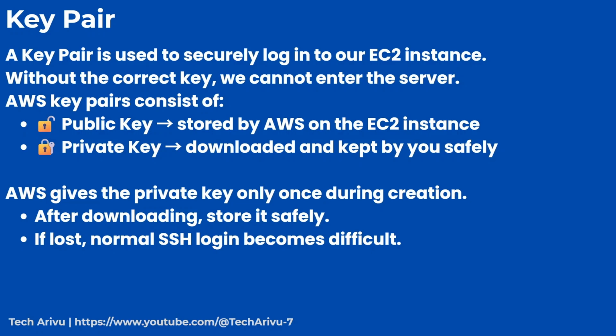AWS EC2 key pairs consist of two keys. One is the public key and the other one is the private key. The public key will be stored inside our EC2, and the private key will be downloaded at the time of creation as a PEM file. The downloaded key must be safely stored in our local.